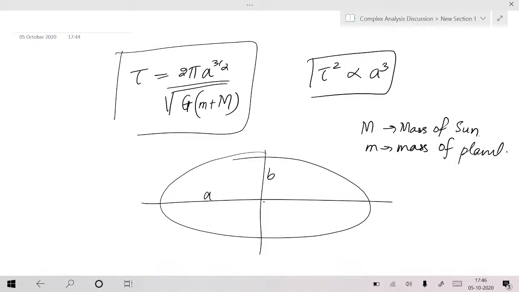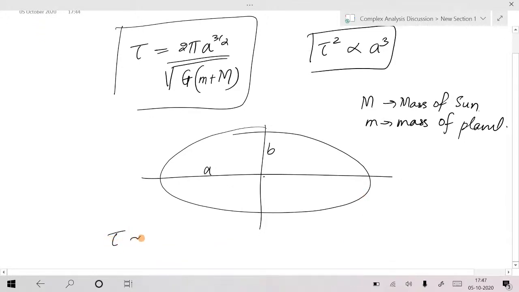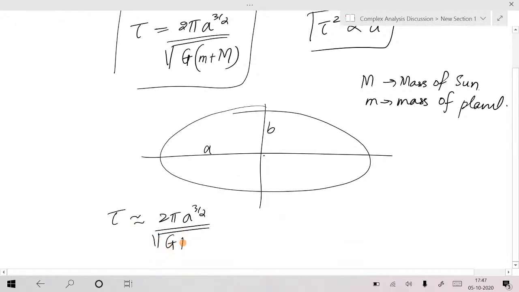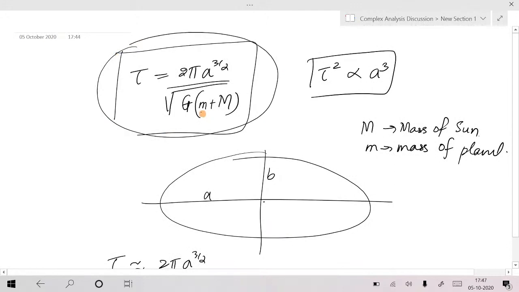Partha? Now when I see this one, look at here, this time period we usually write as nearly equal to 2 pi a power 3 by 2 divided by root of G into capital M. Nearly equal to, because we just neglect this small mass. Again, when you see this formula, if two different planets have the same mass and the same semi major axis, then definitely the time period would be the same, because this equation is exactly derived. And this is observed actually.